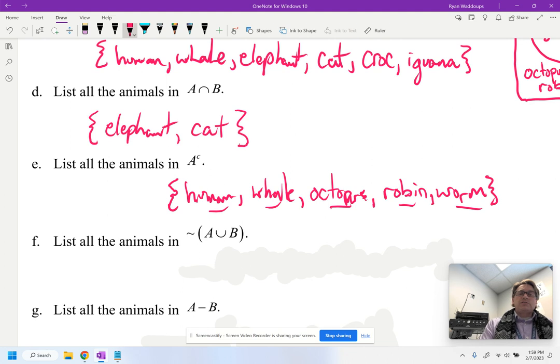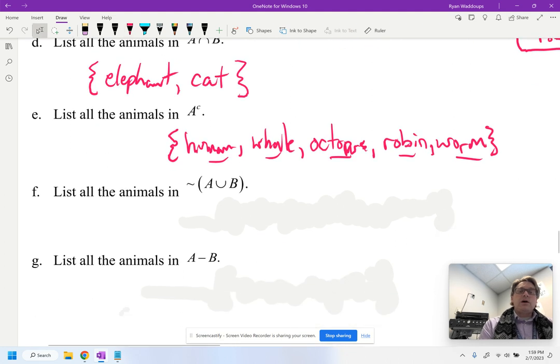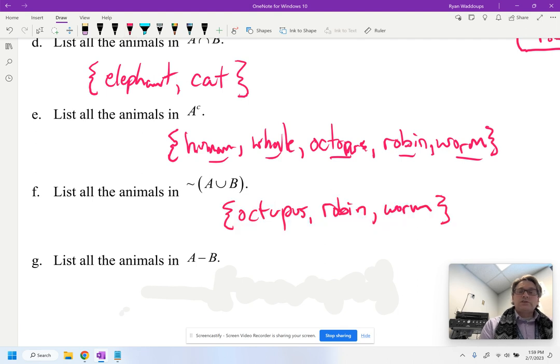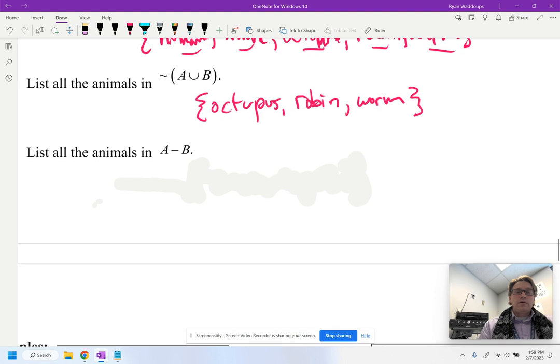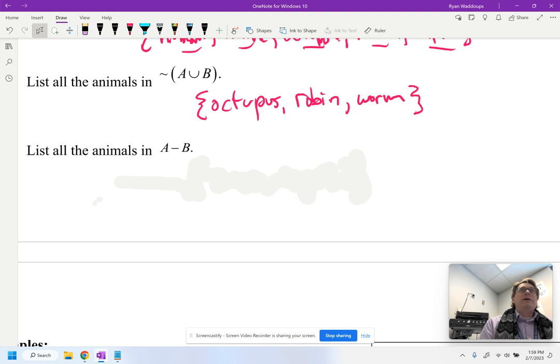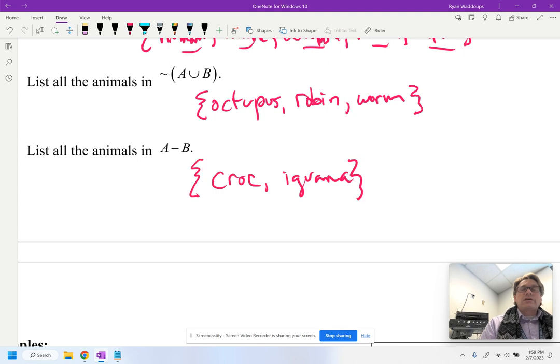Good. List all the animals in the complement to A union B. What would that be? What do you think, Micah? Octopus, robin, and worm. Yeah, they're in the sample space, but they're not in either A or B. Good. And then we've got A, take away B. What do you think, Ian? Crocodile and iguana.